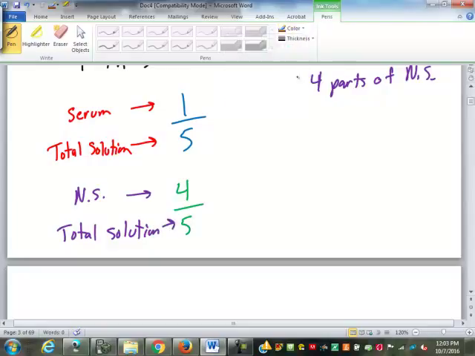Or the third ratio of importance is we could have a 1 to 4 ratio of serum to water, saline. Now you might look at that and say, well, why don't we do saline to serum? It's usually just more interesting, more applicable, more often that we're looking at the serum into the saline, not the other way around.